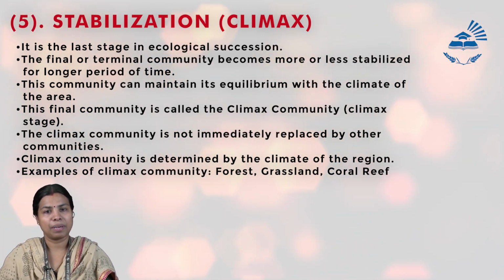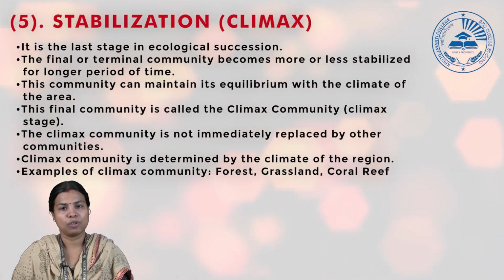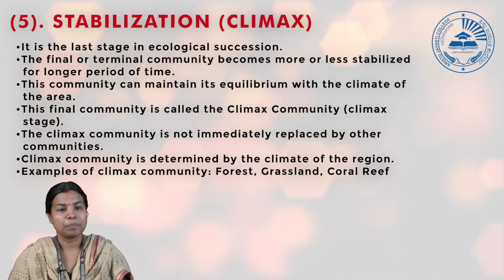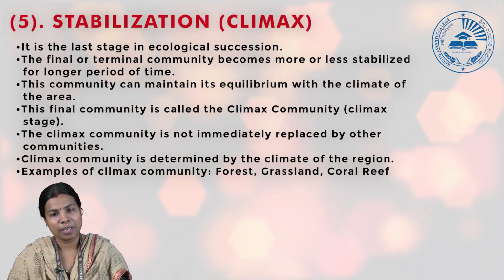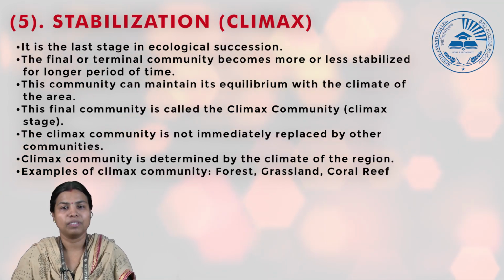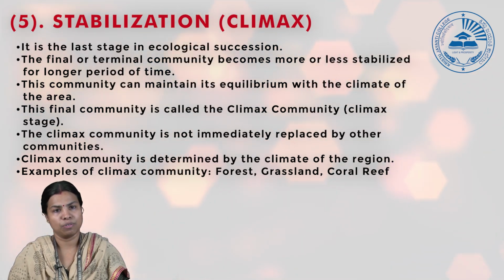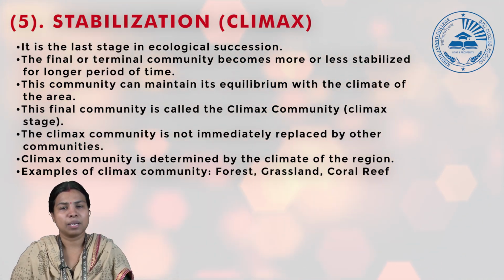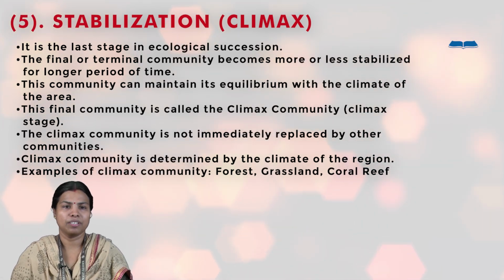This community can maintain its equilibrium with the climate of the area. The final community, we usually call it climax community. Climax community is not immediately replaced by other community. So it is determined by the climate of the region. So that is the final climax of the development of the plant succession in a bare area. Examples are forest, grassland ecosystem, coral reef ecosystem and so on. So this is how the stabilization and the climax of the development of the plant community look like.